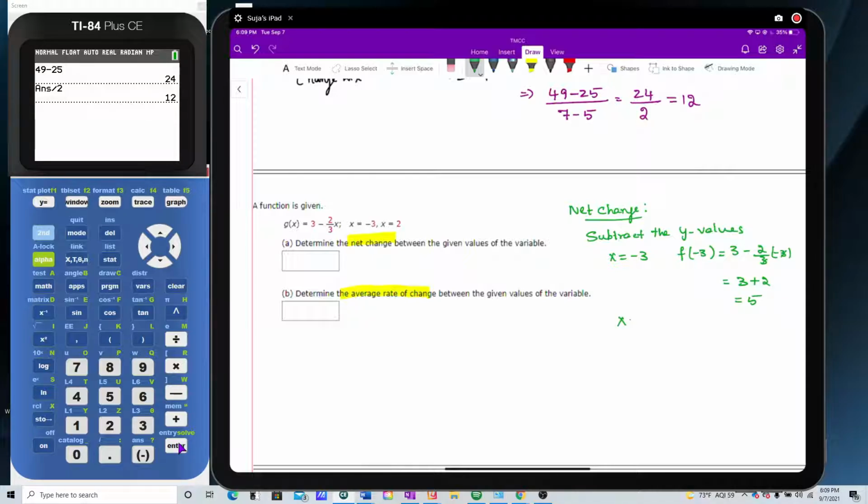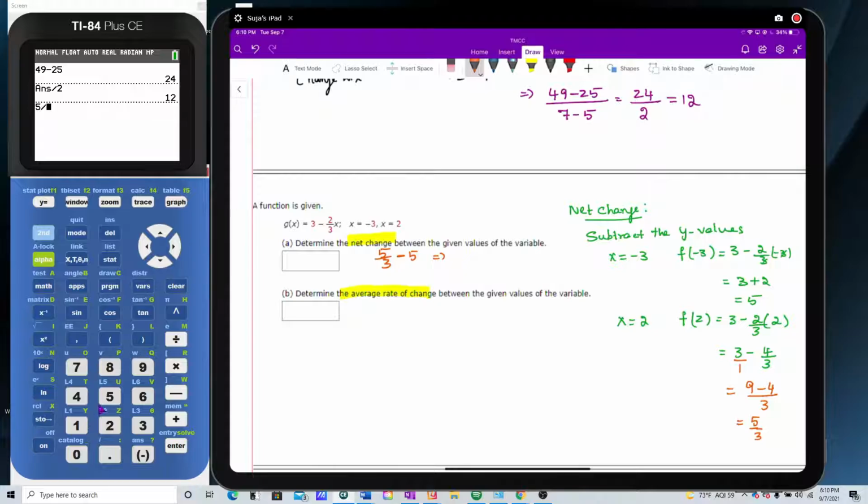Okay, when x equals +2, the corresponding y value would be f of 2, 3 minus 2 over 3 times +2. So this would be 3 minus 4 over 3. Again, if you subtract it, the common denominator is 3, right? So there's a 1 underneath that. So it's going to be 9 minus 4 over 3. That's 5 over 3. So if you're asked to find what the net change is, the answer is 5/3 minus 5. So if I write 5 as 15 over 3, then 5 minus 15, so it's -10 over 3.